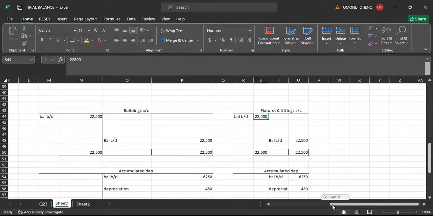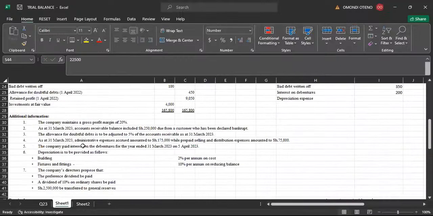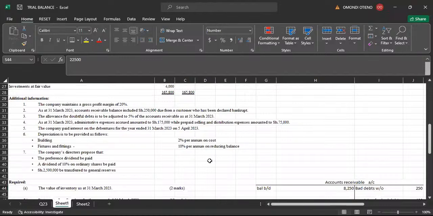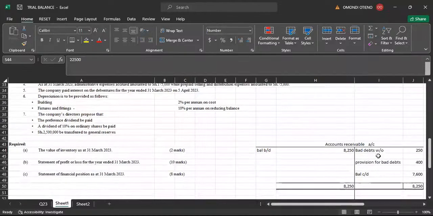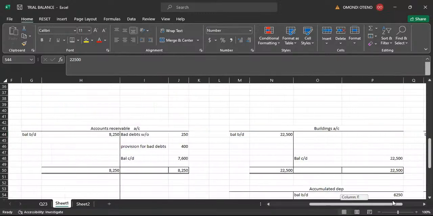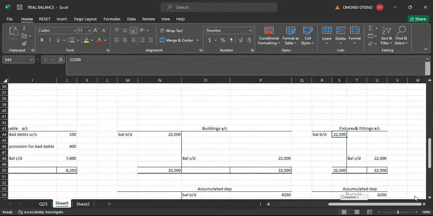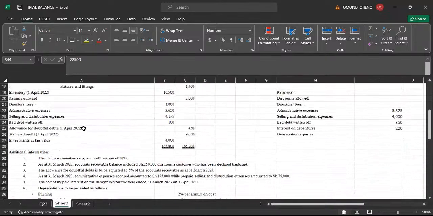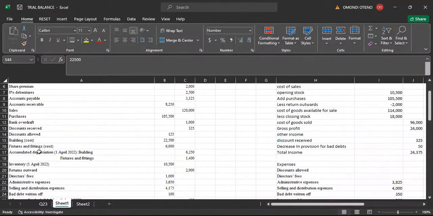We are being told that it is being depreciated on a reducing balance basis. So what we need to have here is that the depreciation will be reducing the cost of this asset in the same account. So my balance brought down, or my cost of this asset, the cost.